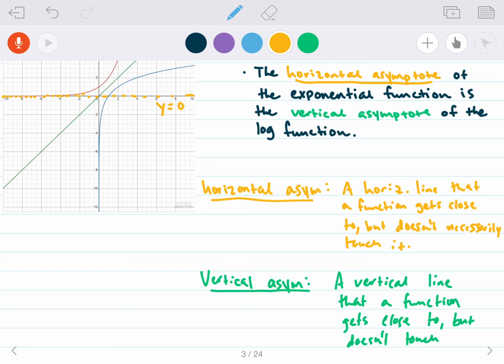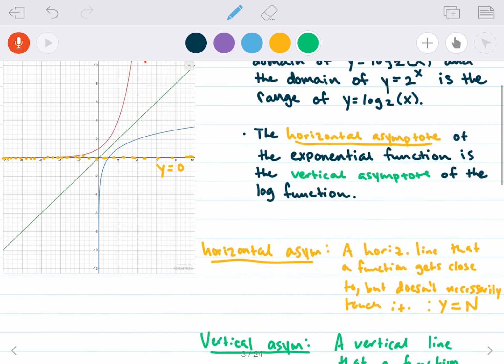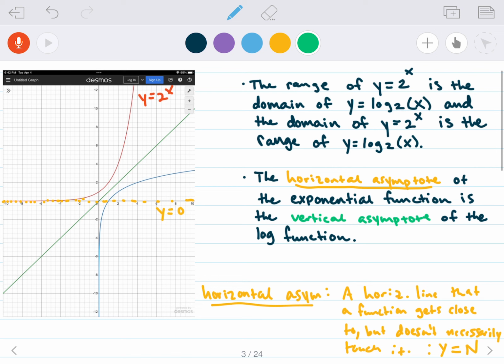And by the way, horizontal lines are always of the form y equals a number, and vertical asymptotes are always of the form x equals a number. Okay? So like y equals 0 was our horizontal asymptote for the exponential. And the fact that these guys are inverses says the horizontal asymptote of the exponential is going to be the vertical asymptote of the log, the same number that is.